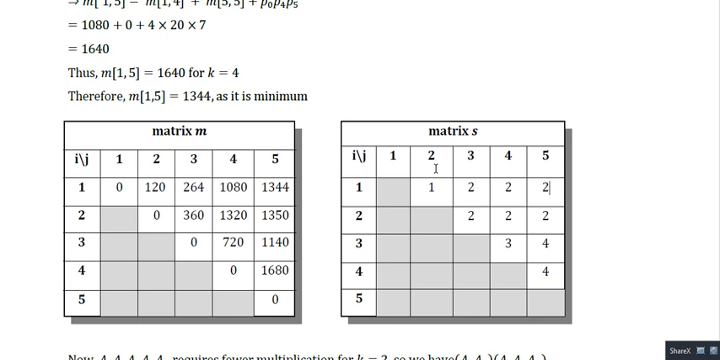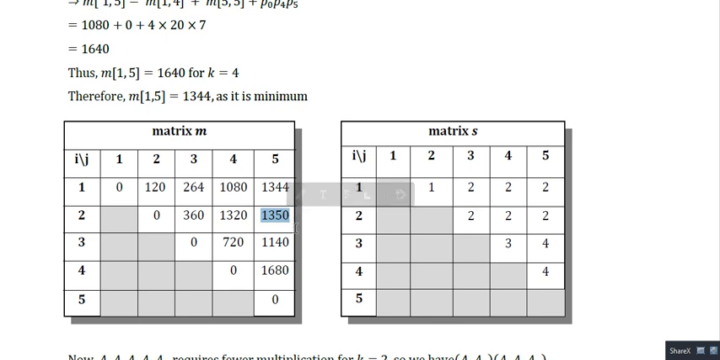So now let me clear one thing, what these entries actually represent, right? So if I am taking this particular field, this index is 1, 3. Okay, so it means to multiply the sequence A1 to A3 we require how many multiplications? 264 multiplications. Similarly, if I am taking this randomly, it is what? 2 to 5. So to multiply the sequence of matrices from A2 to A5 we require how many matrix multiplications? 1350.